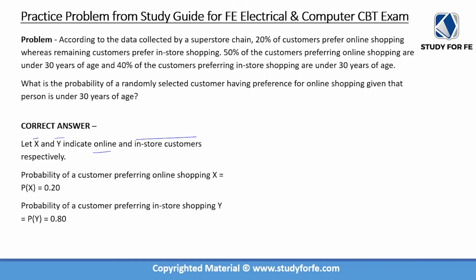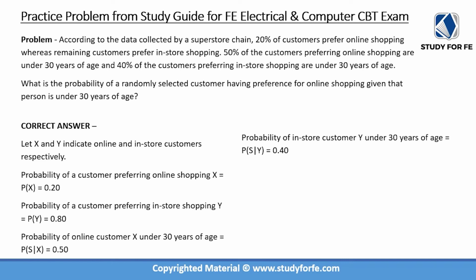In order to clearly lay out these probabilities, let us define X as the online customers and Y as the in-store customers. The probability of a customer preferring online shopping is already provided to us as 20%. So it automatically means that the remaining customers prefer in-store shopping, which is 1 minus 0.20. Otherwise, it's pretty simple and obvious to calculate. So the probability of Y is equal to 0.80. Absolute probabilities are always easy to identify in Bayes theorem. It's basically the conditional probabilities that confuse the students.